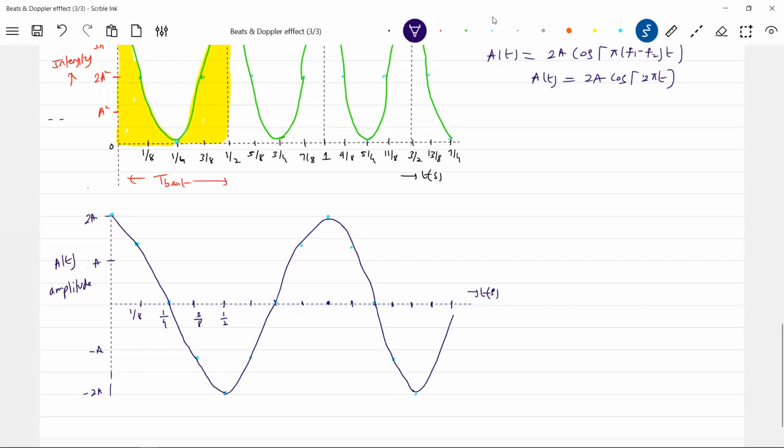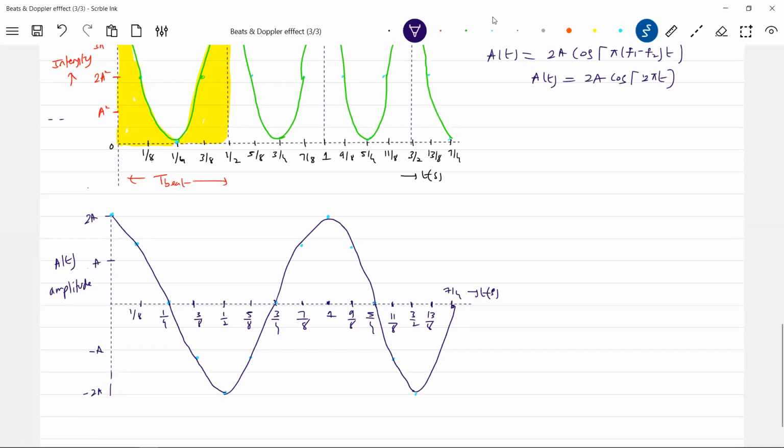This will be 5 by 8, 3 by 4, 7 by 8. This will be 1, 9 by 8, 5 by 4, 11 by 8, 3 by 2, 13 by 8. And this is 7 by 4. Okay, this is the amplitude versus time graph.